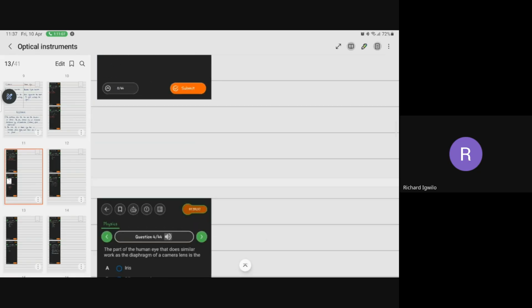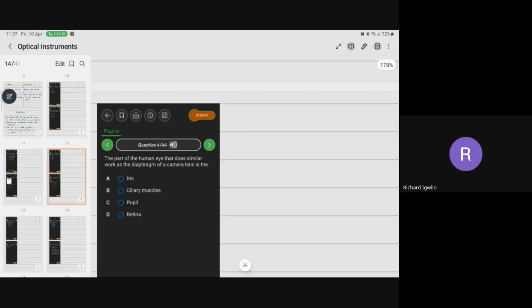Mesha, are you there? All right, so the next one says, the part of the human eye that does similar work as the diaphragm of a camera lens is what, right? So you have iris, the ciliary muscles, we have pupil, we have retina. So which one does the same work as what Rachel said? So which one does that work?